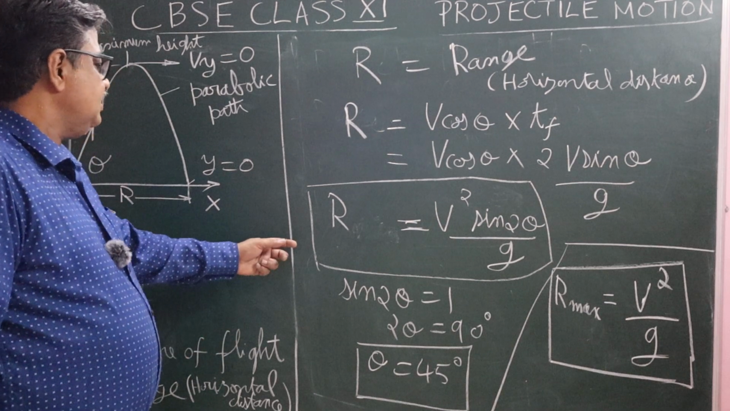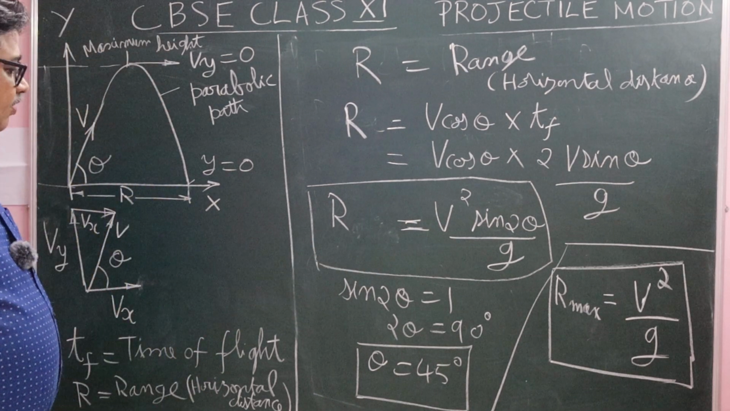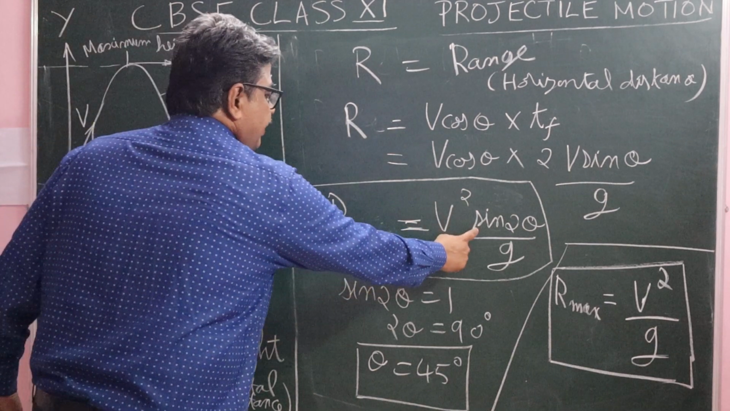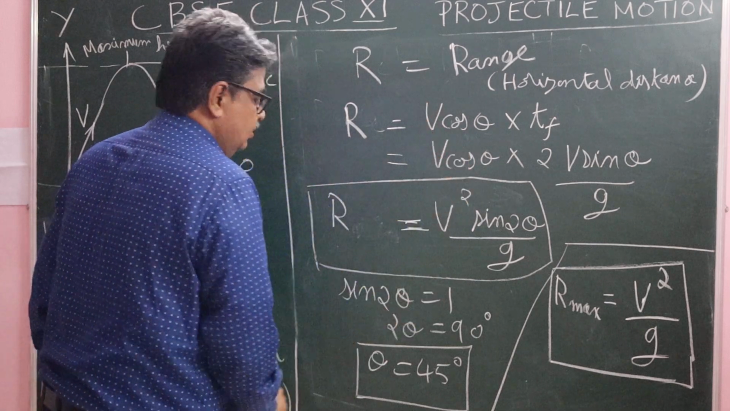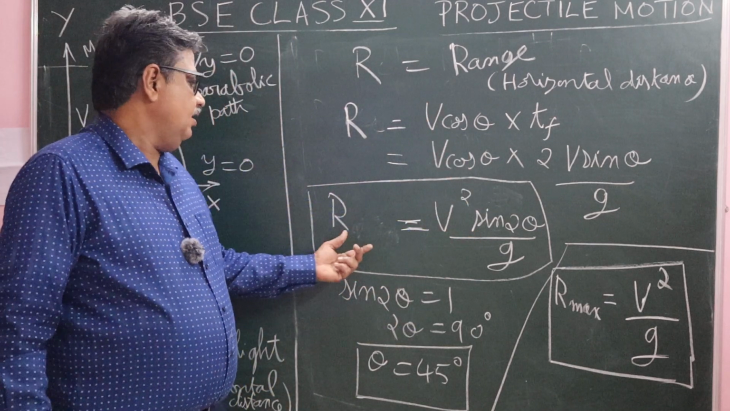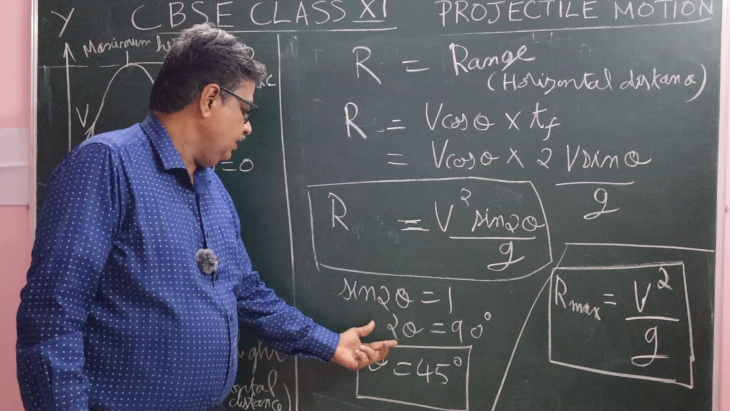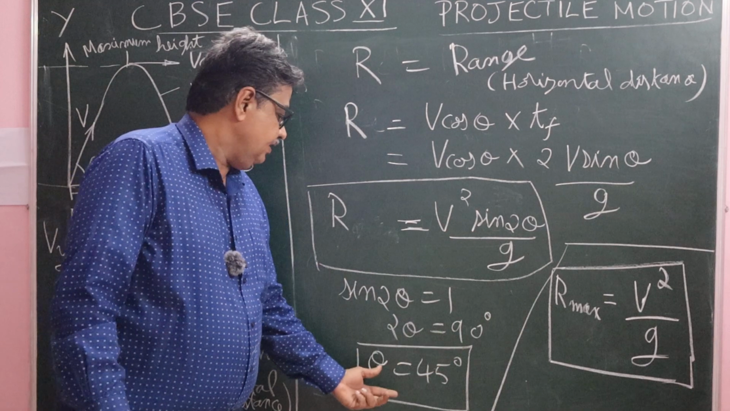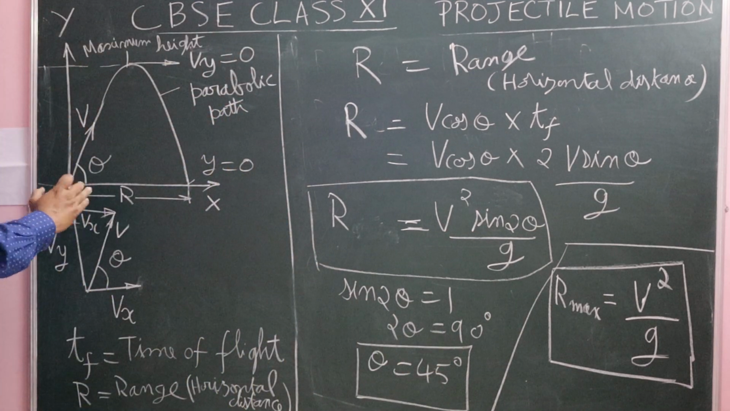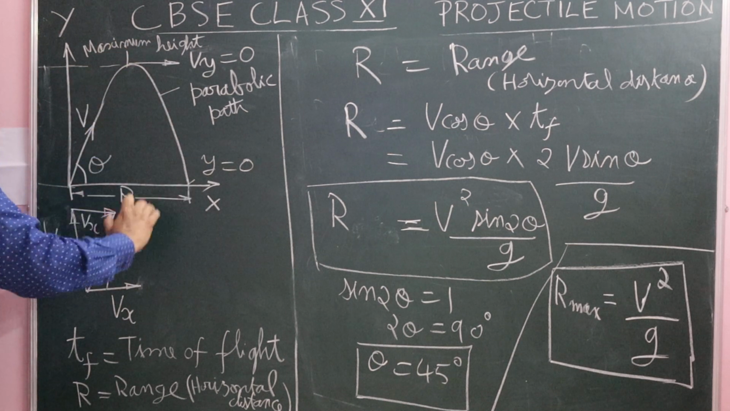So this is the horizontal distance, that is the range covered. For maximum horizontal distance R max, sin 2 theta should be 1. Sin 2 theta should be 1 for maximum horizontal distance. Therefore, sin 2 theta is equal to 1. 2 theta is equal to 90 degree. Therefore, theta is equal to 45 degree. Therefore, the object must be projected at an angle of 45 degree to reach the maximum horizontal distance.